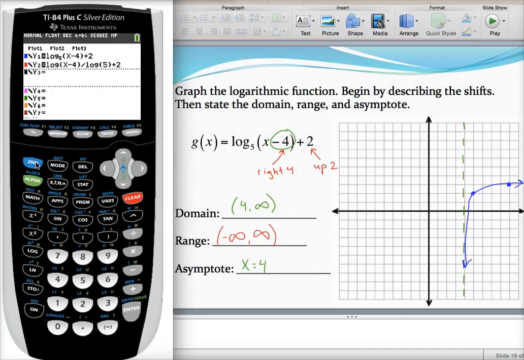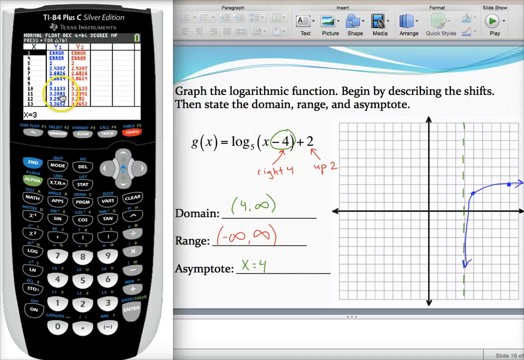So go ahead and hit second table, whichever way you've had to type that in, and you'll see I have the same values in both, so these are the same equations. You see a bunch of errors. Notice that's going to be the case anytime we plug a number in 4 or less, because there was no graph over there. We said there's a vertical asymptote.